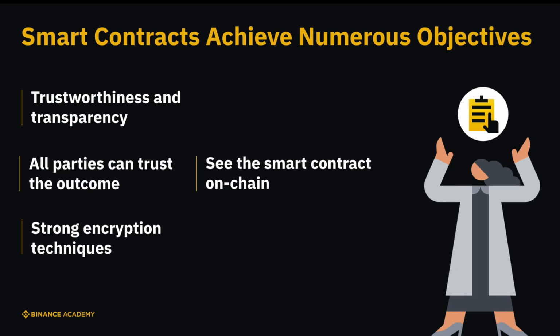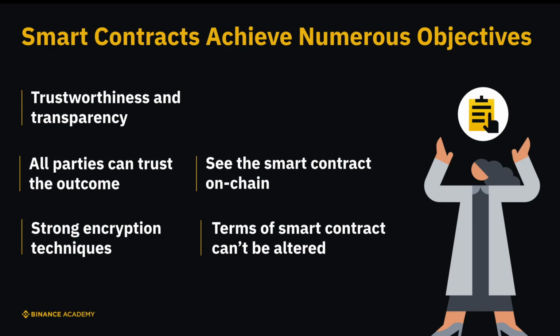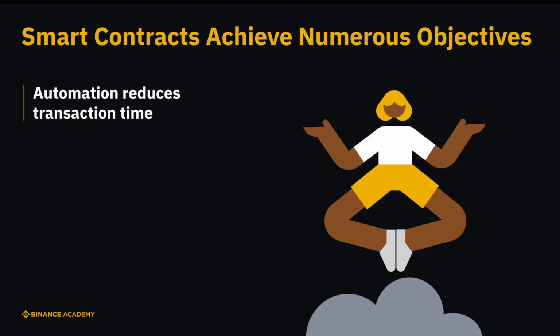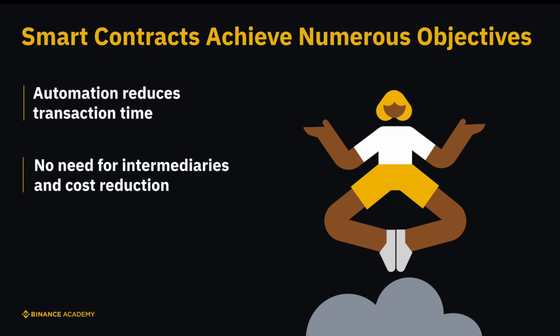As blockchain technology offers strong encryption techniques, it ensures that the terms of the contract cannot be altered once set. Moreover, the automation process can reduce the time it takes to complete transactions, providing higher efficiency. By eliminating or reducing the need for intermediaries, smart contracts can also reduce costs. Lastly, smart contracts can minimize the risk of human error.